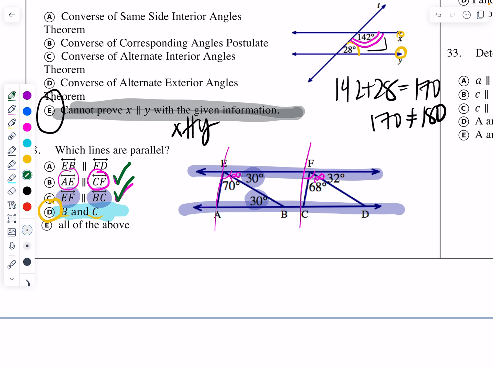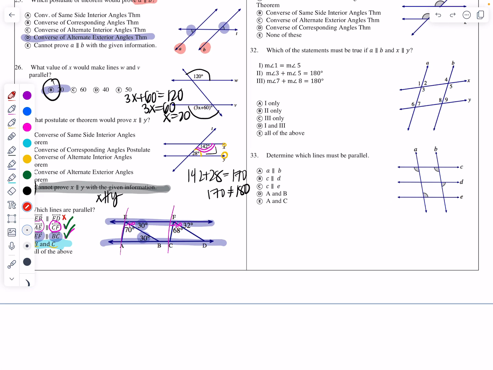I know it's not E, F, and FD. Those are obviously not parallel. Whenever you check for the all of the above, those are not parallel. EB is right here. And then FD is right here. That's 30. That's 32. Those are not the same, so we do not know that those are parallel. In fact, we know that they're not parallel, and so it just has to be D, B, and C, and not all of the above.